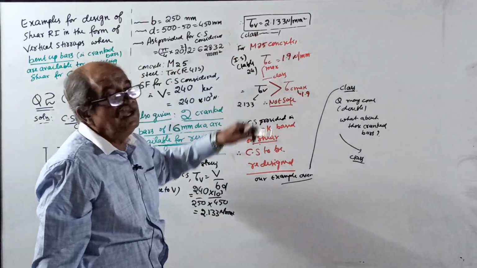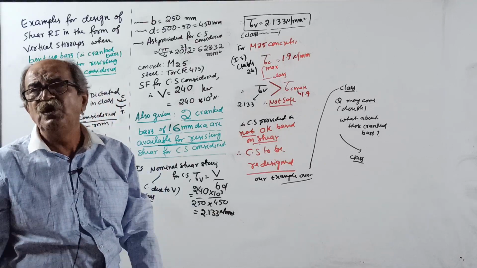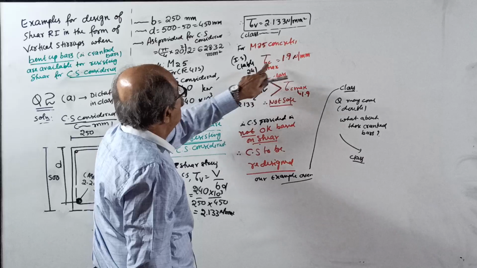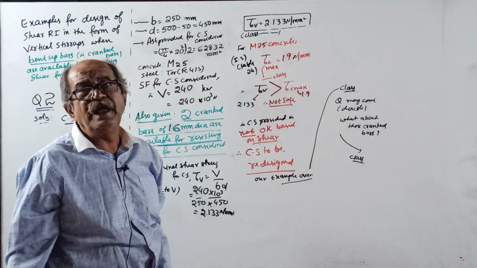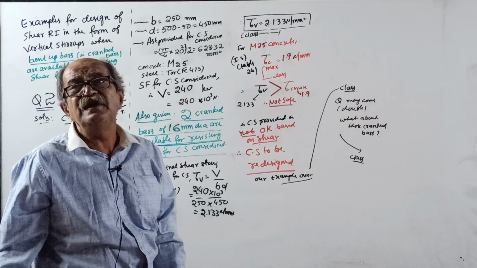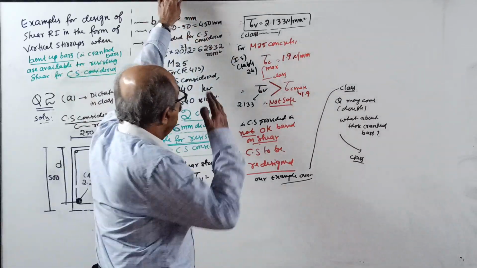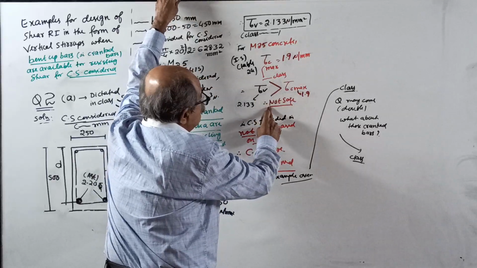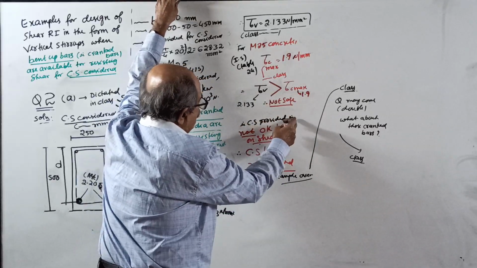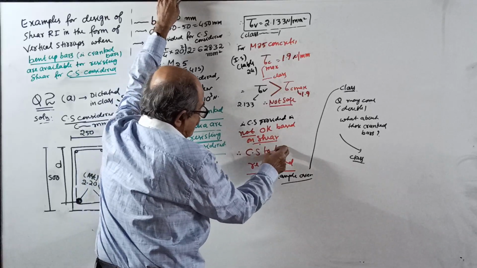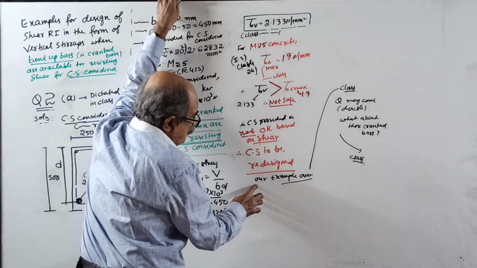One note: the cross section should be able to resist this stress. For M25 concrete from Table 20, tau C maximum is 1.9. By looking you can tell what tau C maximum is; you should write it referring to the earlier class. The shear stress is beyond the limit, so not safe. The cross section provided is not okay based on shear, therefore the cross section is to be redesigned.